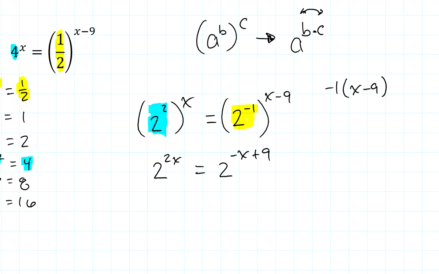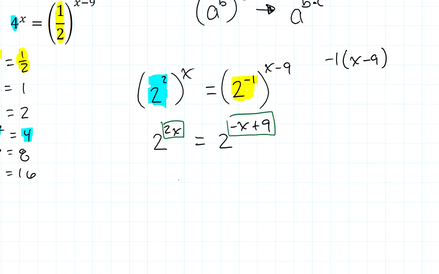So this is super nice now because I have the exact same bases, right? It's 2 to some power equals 2 to some power. The only way this is possible is if the exponents are the same. In other words, if this is the same as this. And that's the final step in our strategy. We're just going to set those equal to each other.